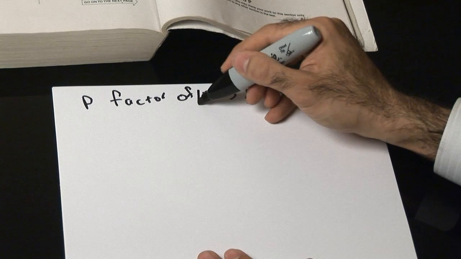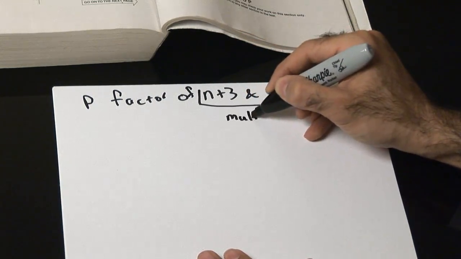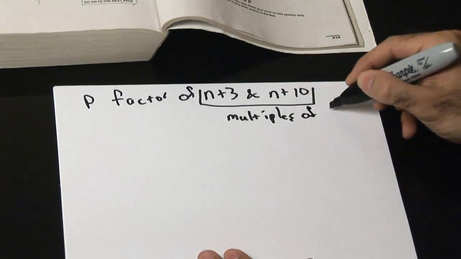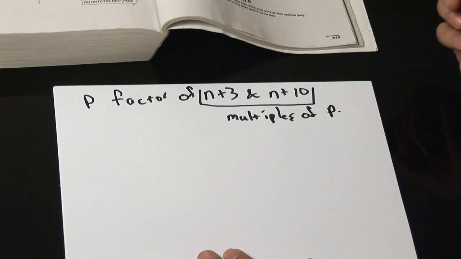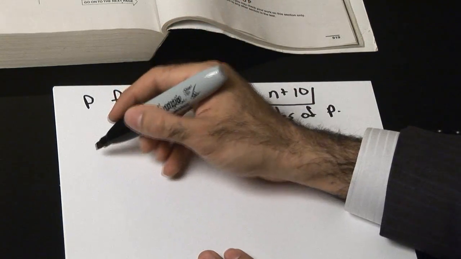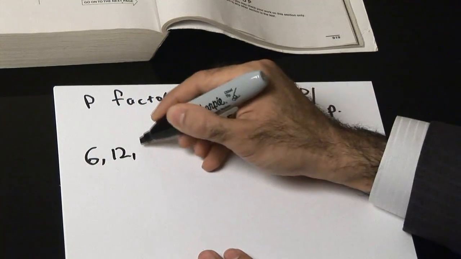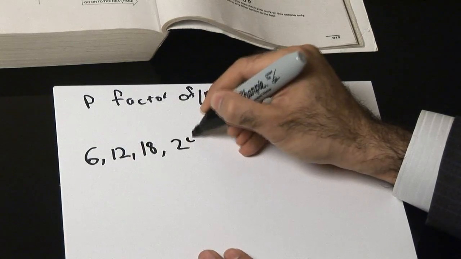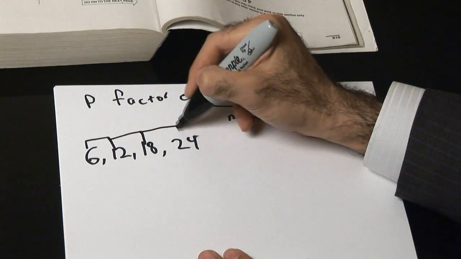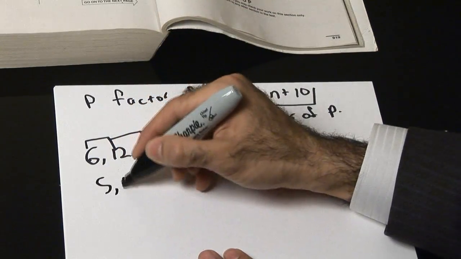That means that both n plus 3 and n plus 10 are multiples of p. What does that mean? That means that, let's think about multiples of, for example, 6. If you have the multiples of 6, you have 6, 12, 18, 24. Look at how far apart they are. They're 6 units apart. Same thing for multiples of 5.